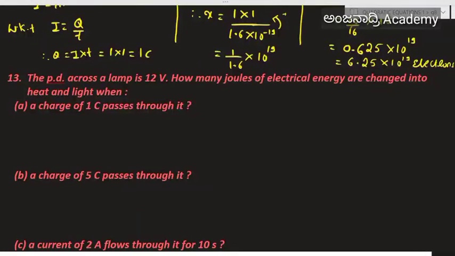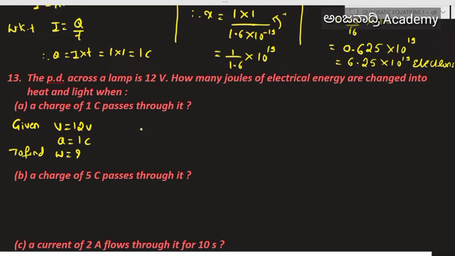The potential difference across a lamp is given, V is equal to 12 volt. How many joules of work, W is equal to question mark, are changed into heat and light when a charge of 1 coulomb, Q is equal to 1 coulomb, passes through it?